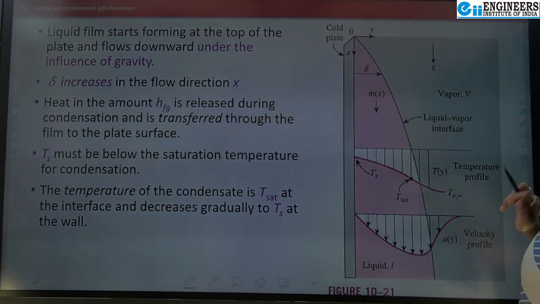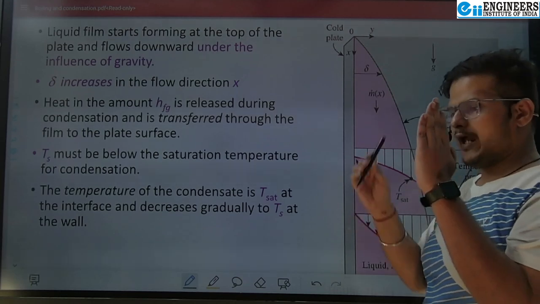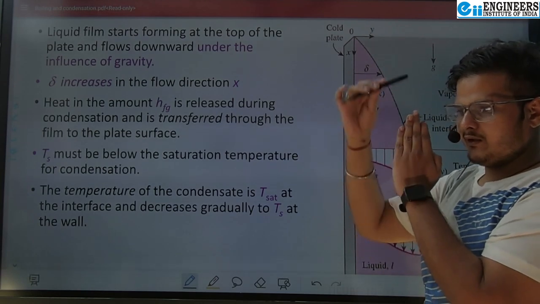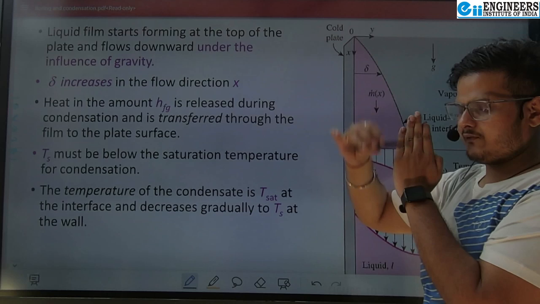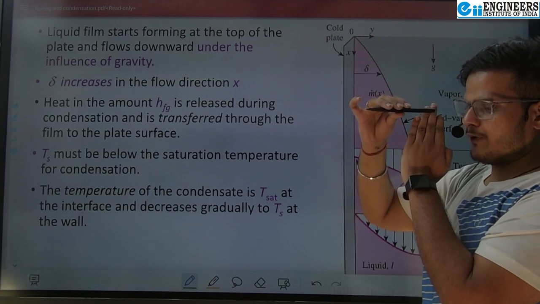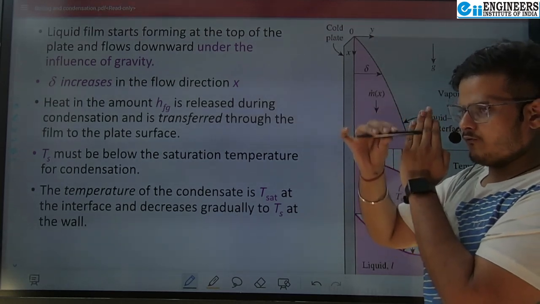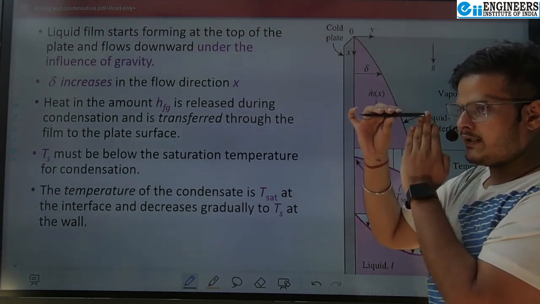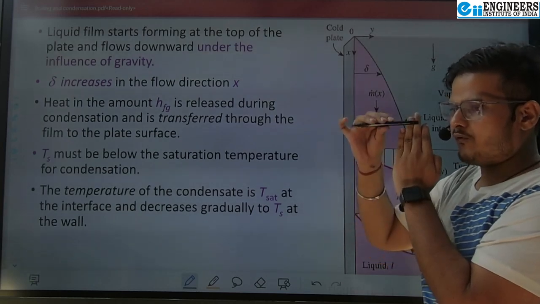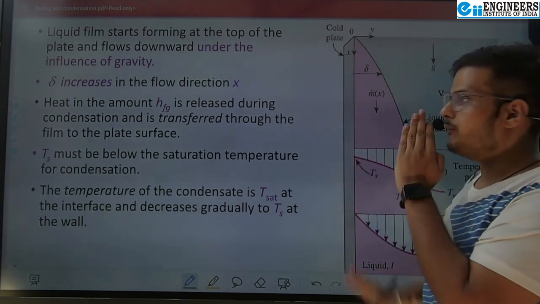So here, when the surface is there, condensation will happen and it will form a film. Suppose this is the upside surface of my palm, and condensation is happening, so it will form a film over this surface. When this film forms on top of the surface plate, it flows downward under the influence of gravity. So when it flows down, the thickness of the film increases.